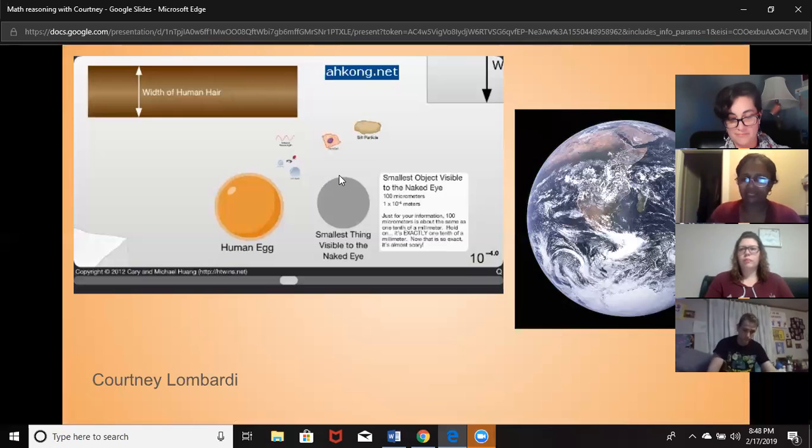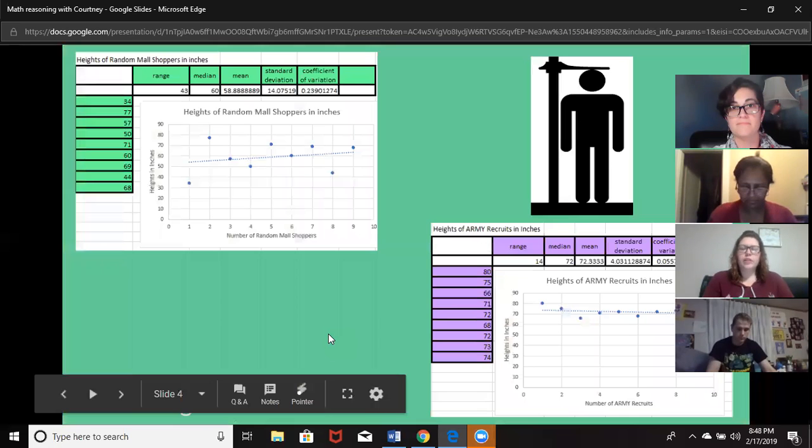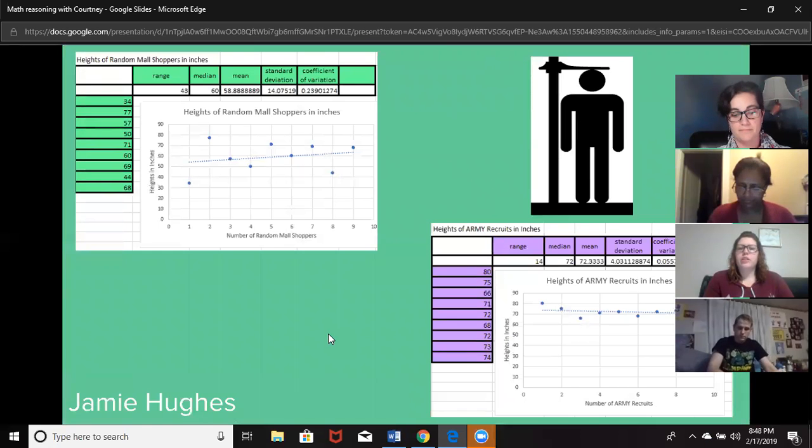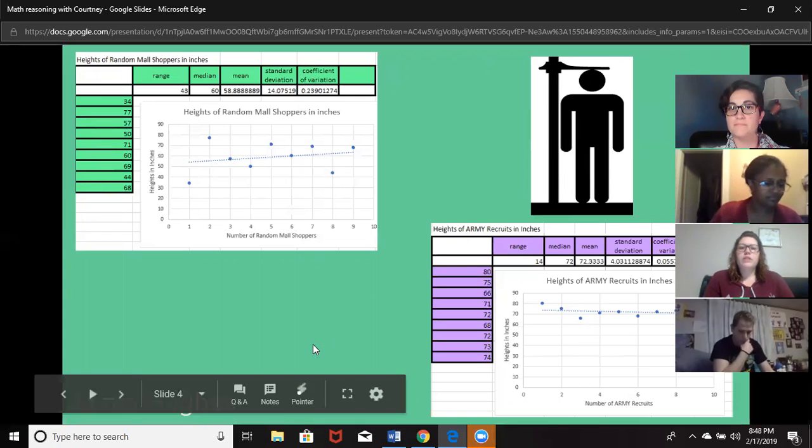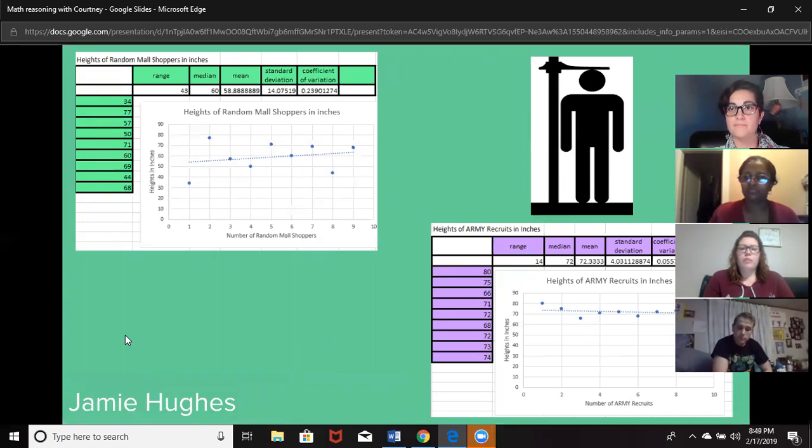So, Jamie, how would you compare the heights of Army recruits to the heights of random mall shoppers? Well, this is a great example to show standard deviation, which is a difference in data collected. We learned in this exercise that standard deviation in random mall shoppers' heights was drastically larger than that of Army recruits. This is because one set of data is coming from a specific group, whereas the other data collected is completely random. All of the Army recruits' heights stayed around the same, and the random mall shoppers' heights were varied.